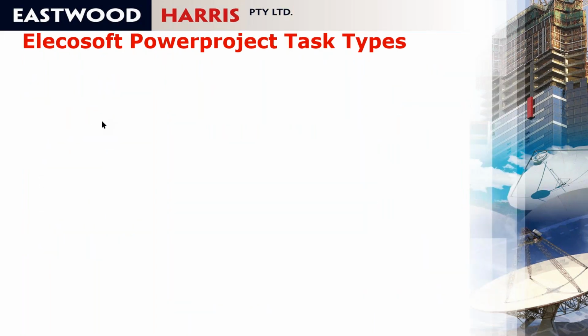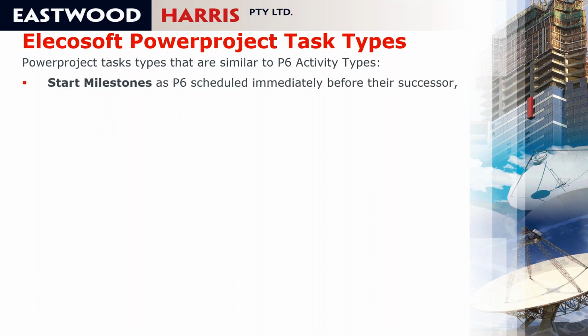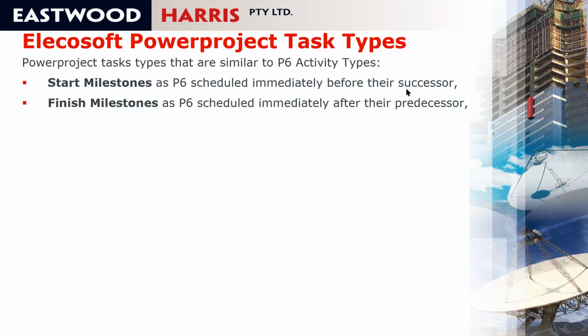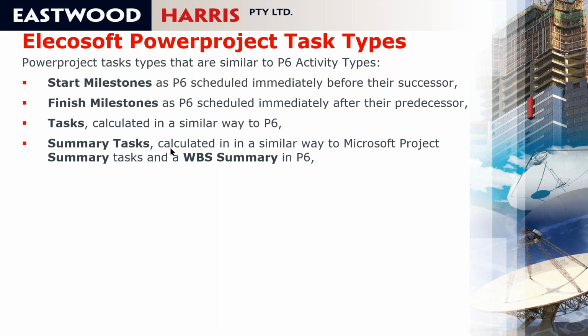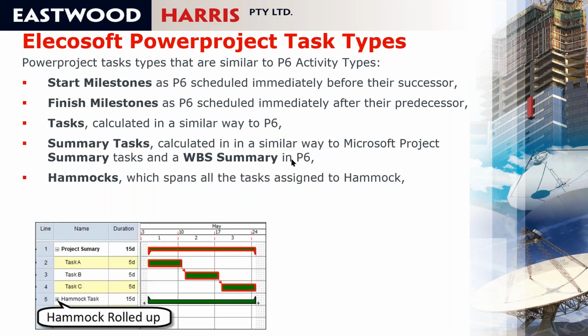If you have a look at Elecosoft Powerproject task types, it has the following that are similar to P6 activity types. A start milestone schedules the same way as P6, immediately before its successor. A finish milestone is immediately after the predecessor. A task, again, calculates in a similar way to P6. We have summary tasks, which calculate in a similar way to Microsoft Project summary tasks. And also, if you've grouped your activities by WBS, it calculates the start and finish dates the same way as a WBS node does in P6.